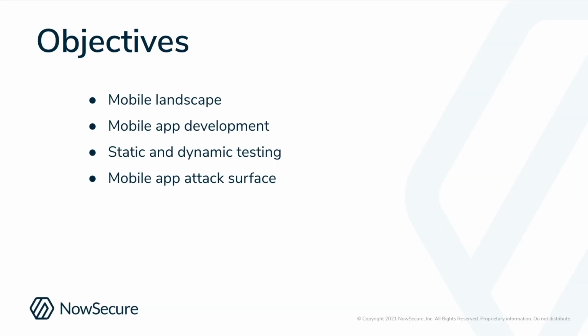So as the title would tell you, today's objectives are learning about that mobile landscape, learning about mobile app development, learning not only that, but the differences between the types of testing that we'll get into, static versus dynamic. But not only that, we also have to have an intimate understanding of the mobile attack surface to really get information out of how we should be testing apps. And we're going to cover that too. So we've got a lot ahead of us.